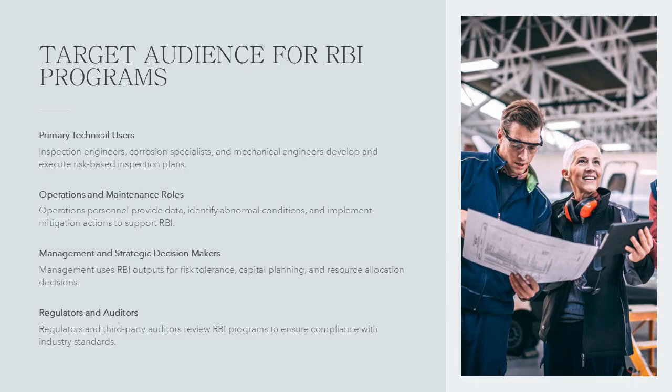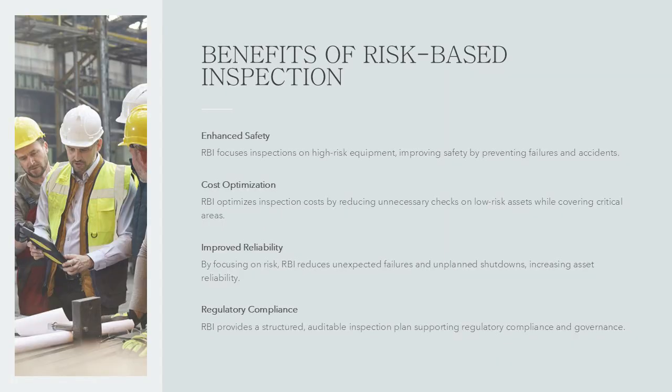understanding of risk-based decisions. Risk-based inspection offers numerous benefits when implemented effectively in accordance with API recommended practices. One of the primary benefits is improved safety through focused attention on high-risk equipment and failure scenarios. RBI also enhances reliability by reducing the likelihood of unexpected failures and unplanned shutdowns. From an economic perspective, RBI enables optimization of inspection and maintenance costs by avoiding unnecessary inspections on low-risk equipment while ensuring adequate coverage of critical assets.